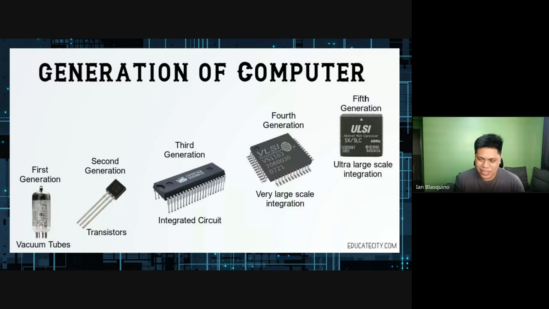It requires lesser power consumption, and naging more compact siya in size compared to the first generation of computers. So dahil lumiit na in size itong second generation of computers, they no longer required large rooms to house these computers, making them more accessible for a broader range of users.